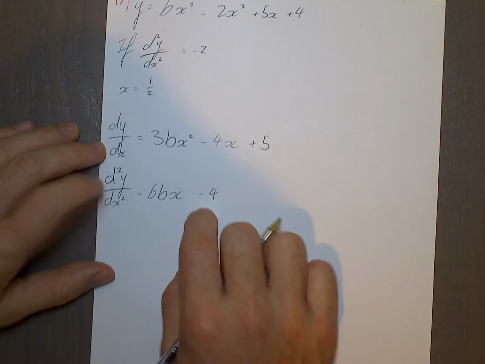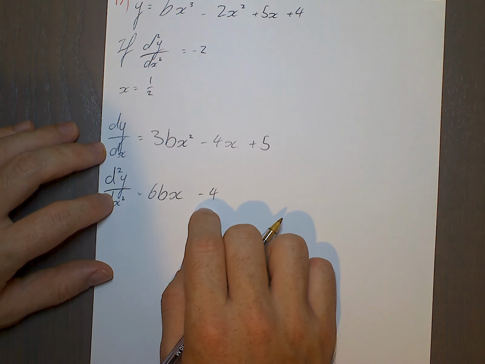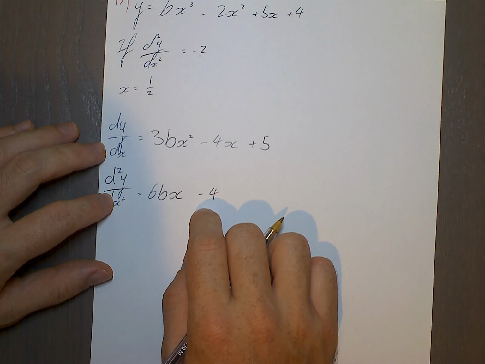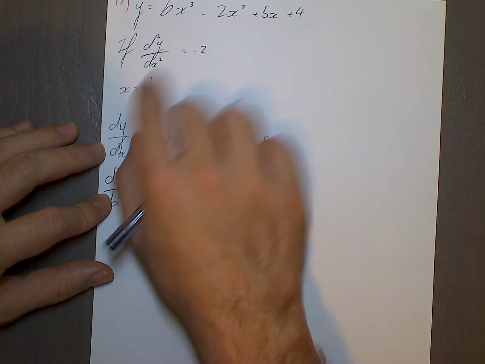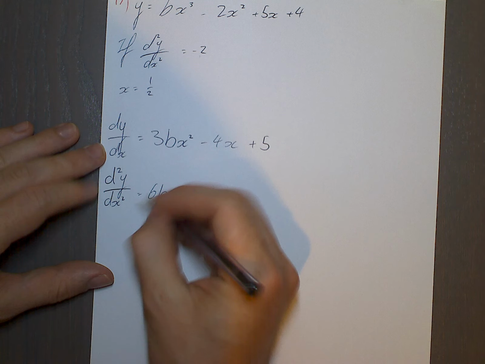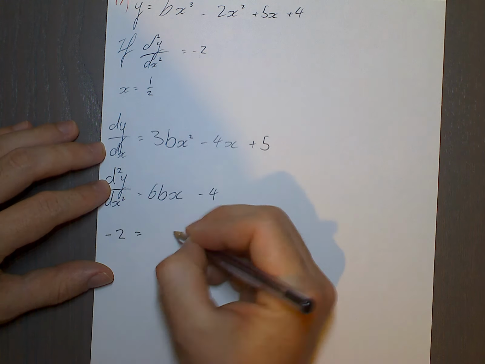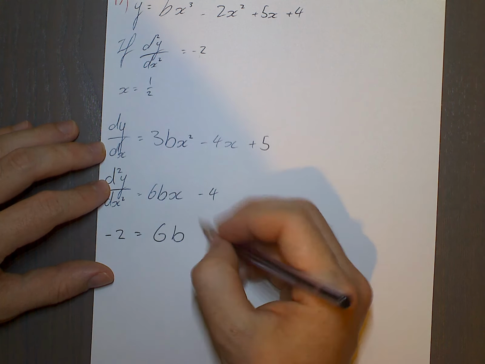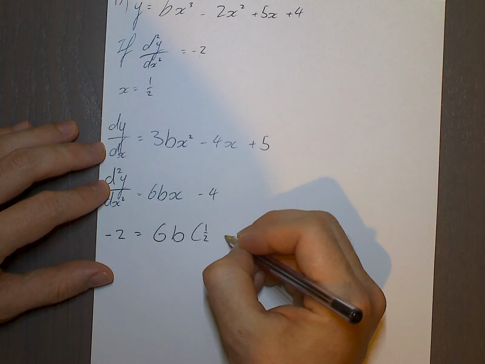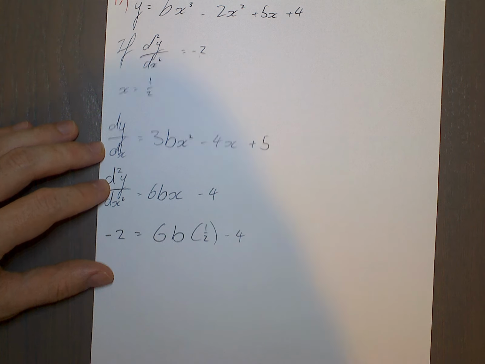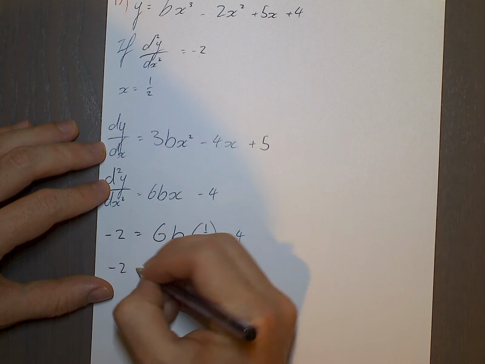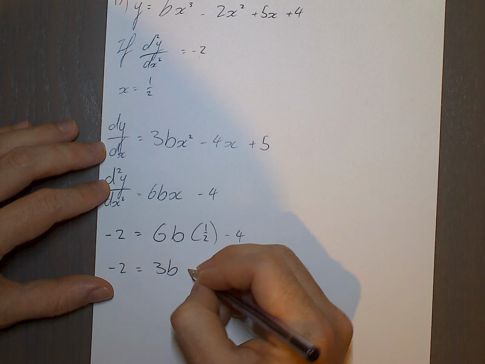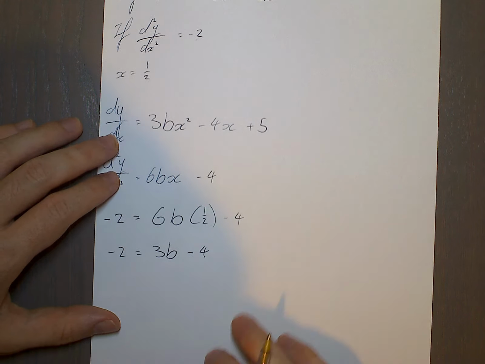And at this point, if I'm reading the question correctly, find the value of b such that our second derivative equals -2 when x equals half. So we're going to just plug these two in. So this equals -2, so we can just put -2 there. 6b times half minus 4. Okay, 6 times half is just going to give 3. So it's going to be 3b minus 4. You know, plus 4 to both sides.